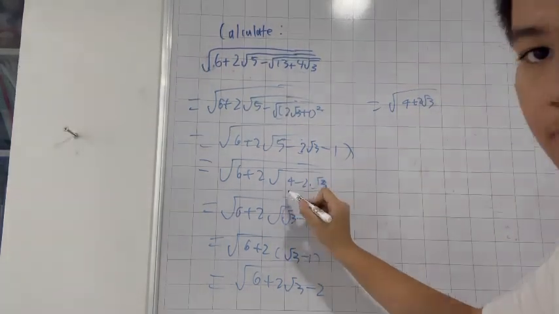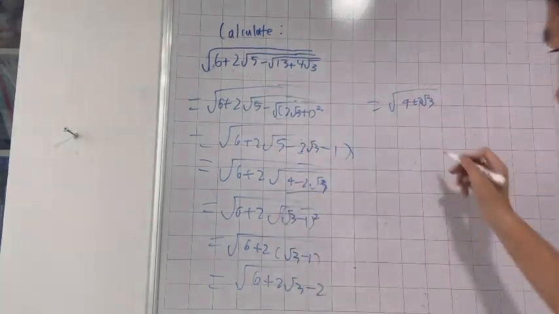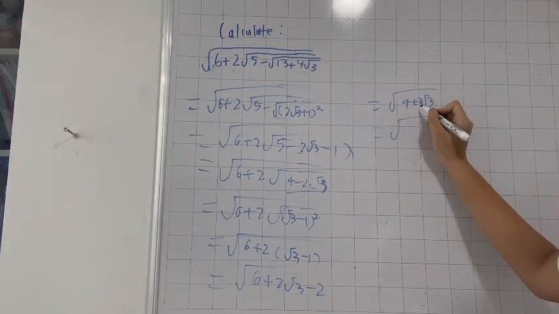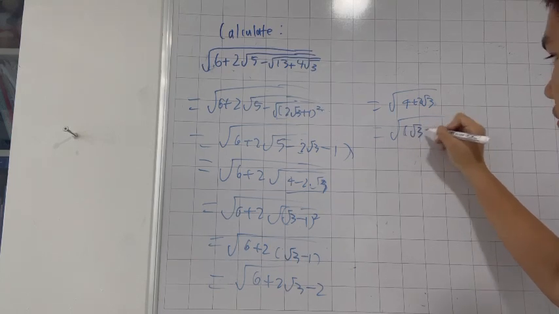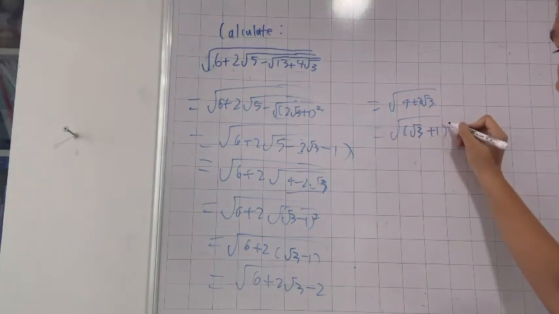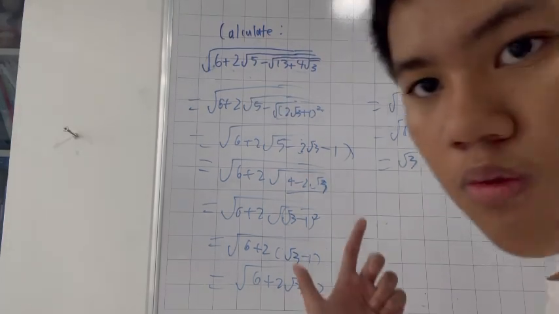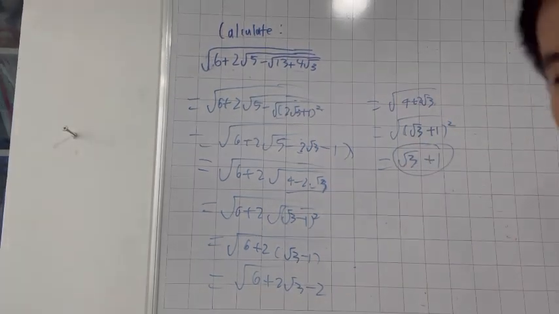And well, we have already transformed this into square root 3 minus 1, that whole thing squared, right? So we're just going to do the same thing. We're going to separate it, and the answer will be, we'll get square root 3 plus 1 squared, and well, the answer is square root 3 plus 1. That's the answer to this problem here.